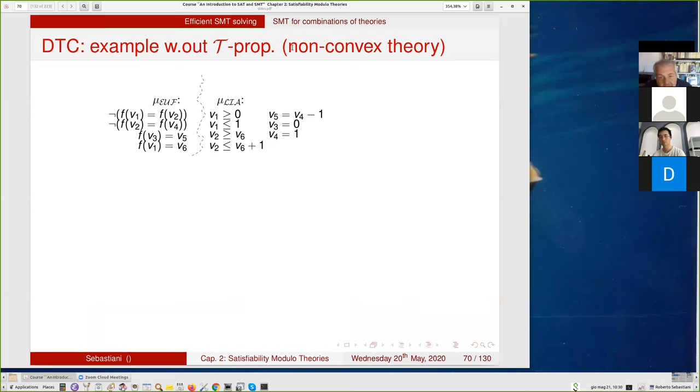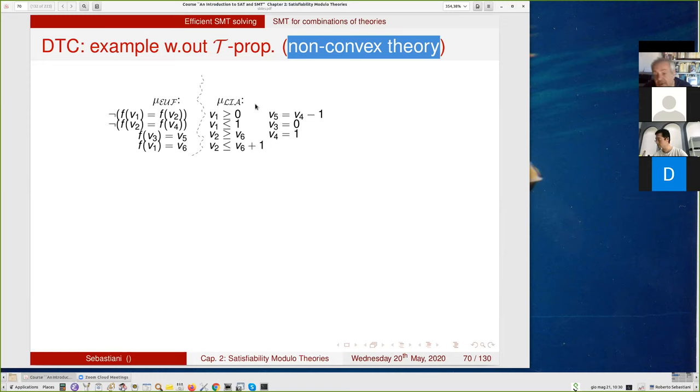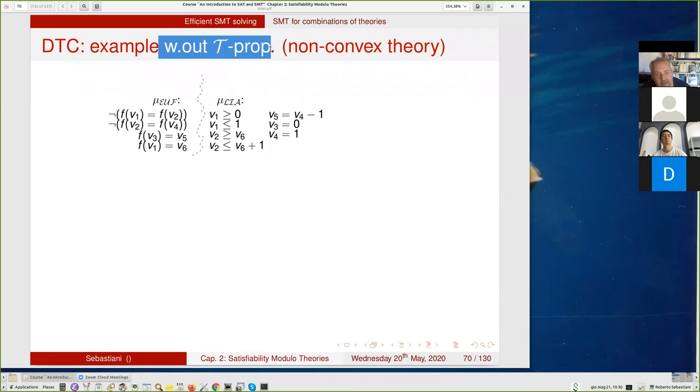Okay, let's start from the case of non-convex theory. So it was the previous example, right? You have done this truth assignment. So you have done some search and you have deduced this set of literals. Again, you separate LIA atoms from UF atoms. And then suppose your theory solver has no deduction capabilities, so without theory propagation.